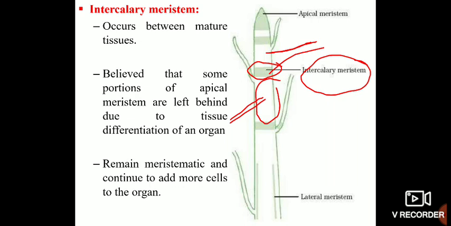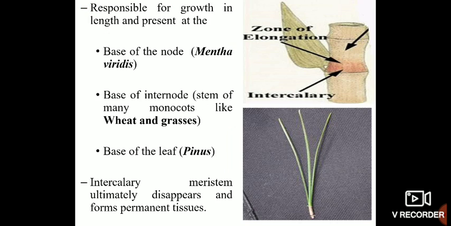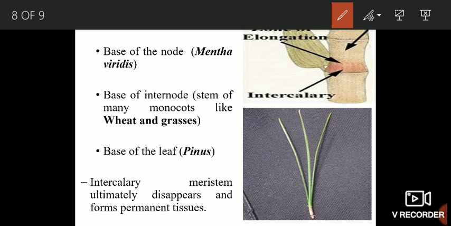Okay, let's move on to next slide. The intercalary meristem is responsible for growth in length of the plant organ. It also causes increase in the length of the plant organ, and it may be present, the first condition, at the base of the node in case of Mentha viridis. Okay, here this is the node. Okay, this is the node of the plant, and this node contains the meristematic cells at its base.